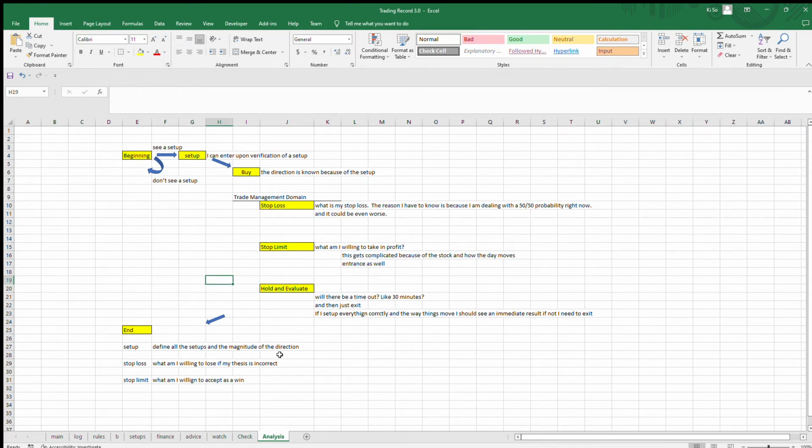That's essentially it. And all the time, this is how simple trading is. Graphically speaking, this is what it is. That's it. That's how simple it's supposed to be.